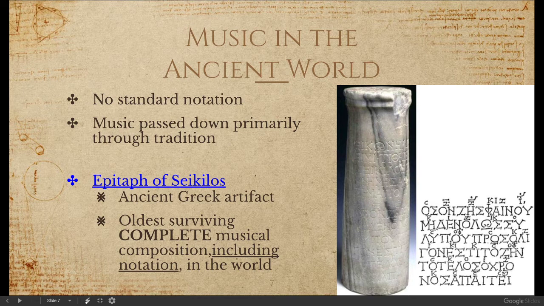The process would repeat. Right here, to my right, we have the ancient Greek artifact called the Epitaph of Sikelios. This is the oldest surviving musical composition that is still complete. It has its own notation, as you see above. Just a reminder that there was no standard notation at this time, so that doesn't mean that any other song had the same notation as this, but the people that had this were able to understand it, share it with each other, and read it.